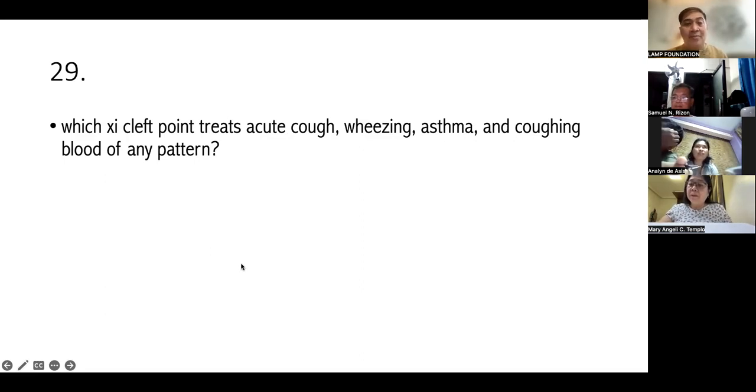So ito yung kanina na-mention ni Sir Victor na pag dito may idea na tayo kung anong klaseng Xi Cleft po ito. Kasi may blood, cough blood, no? Nag-hemoptysis. So, what's your answer? It's lung 6 po. Great.